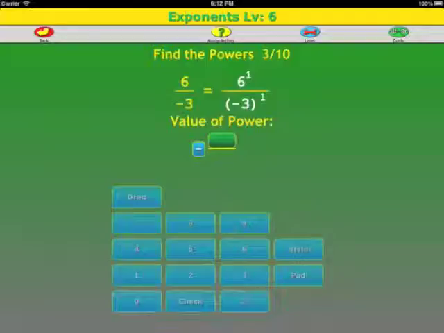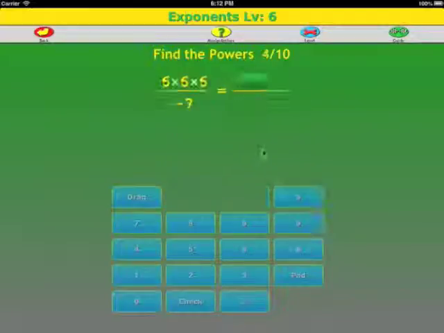For our numerator, we just have 6, and for the denominator, we just have 3. Now it's your turn.